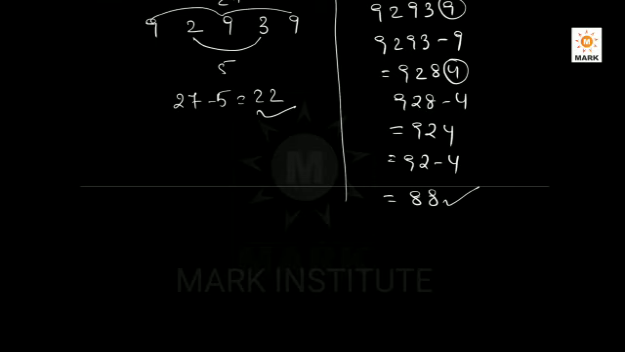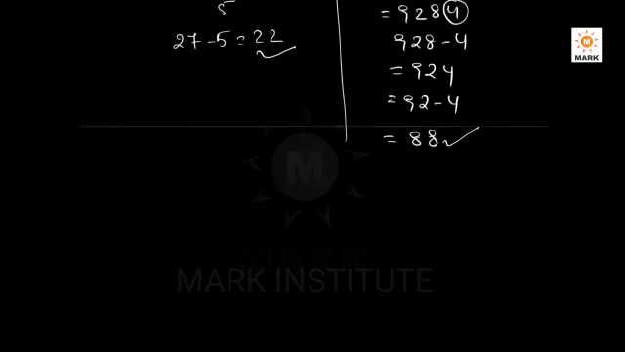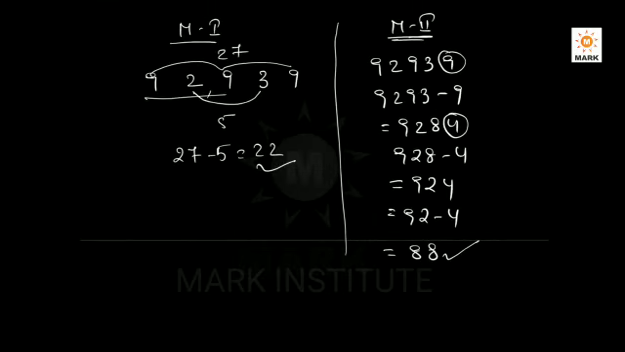Yes, 88 I can recognize. 88 is a multiple of 11, so this number is clearly divisible by 11. So in both cases we are finding it, right? So 92,939 is divisible by 11.